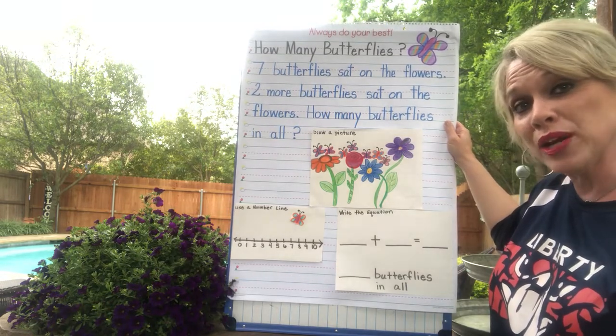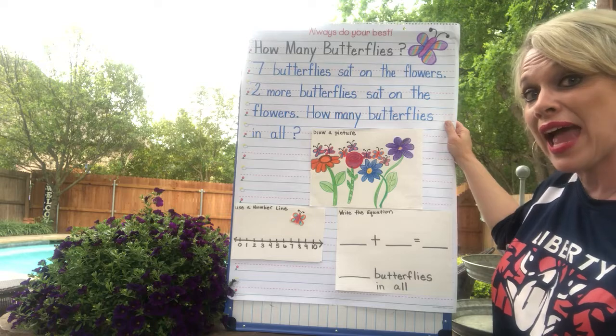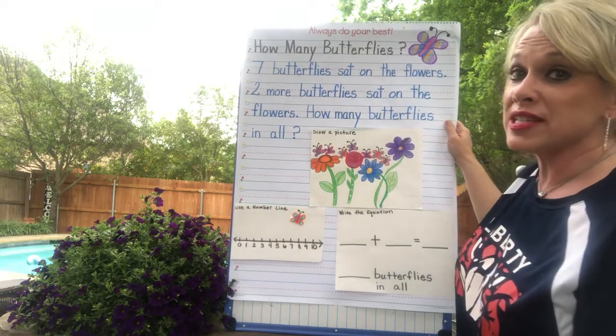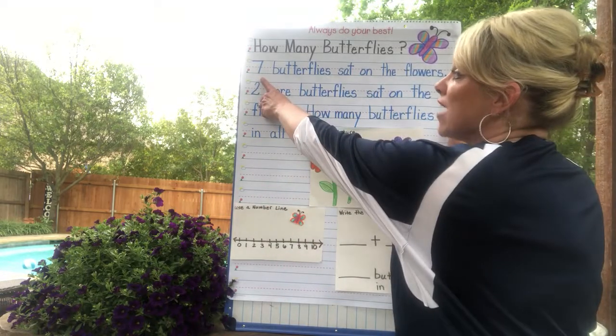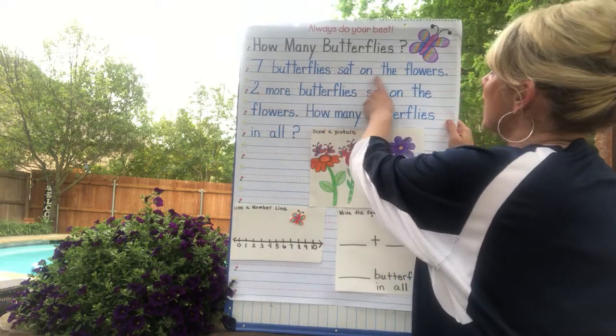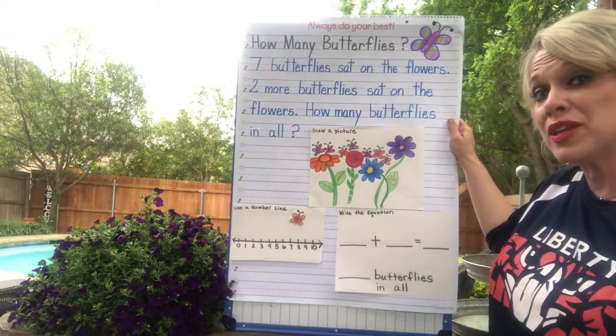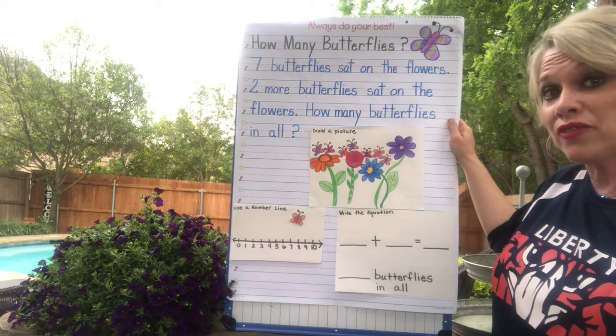So the first thing you're going to do is look and see how many butterflies did we start with. And the very first sentence tells us 7 butterflies sat on the flowers. All right, so we know that we started with 7 butterflies on the flowers.